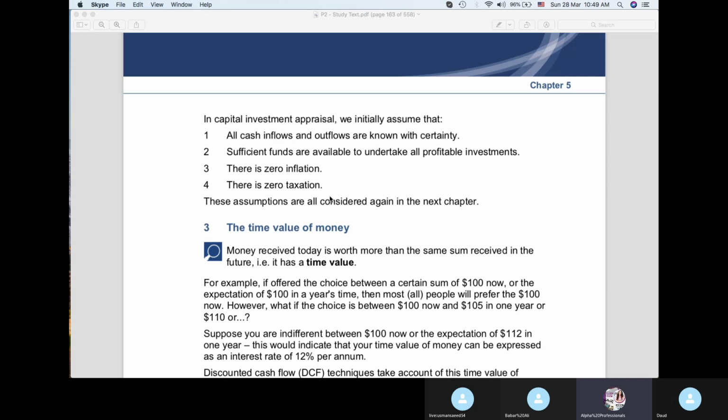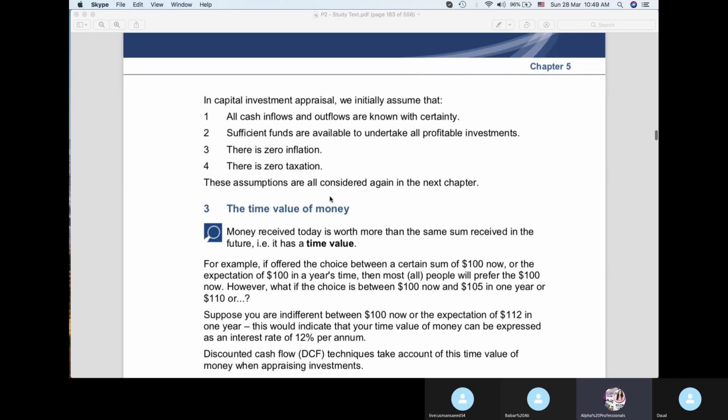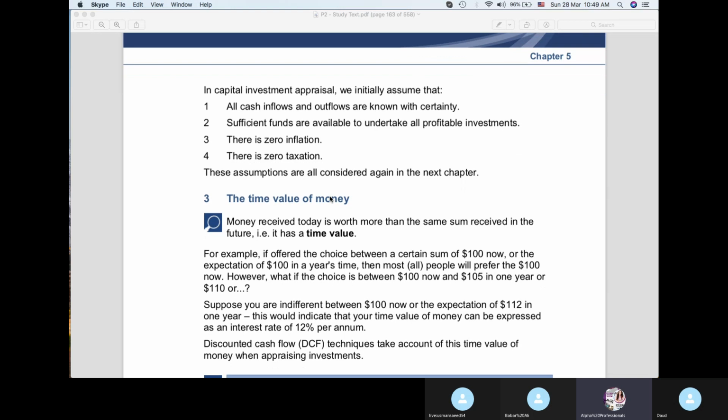So sufficient funds are available to undertake all the profitable investments. That is also another assumption. There is zero inflation, there is zero taxation, right? These assumptions are all considered again in the next chapter.